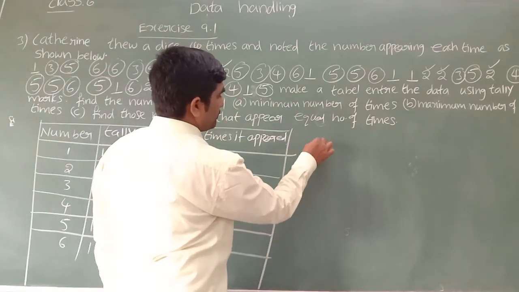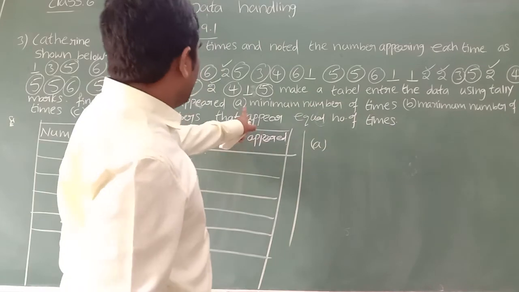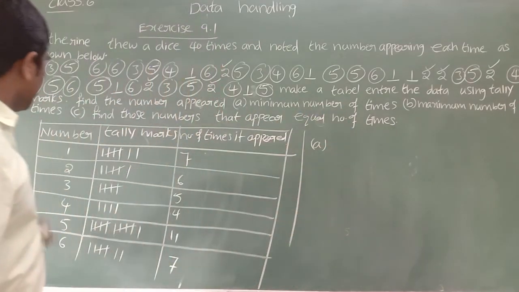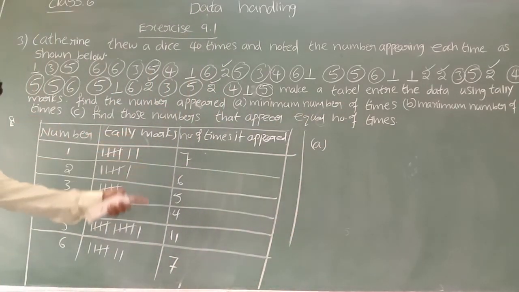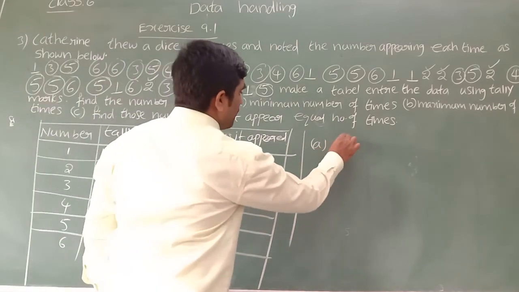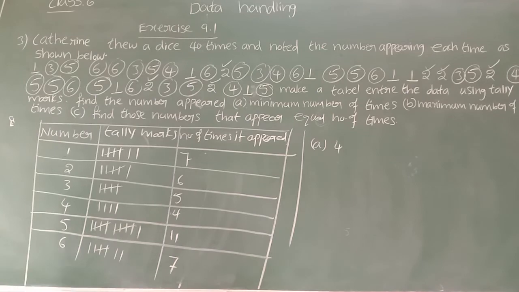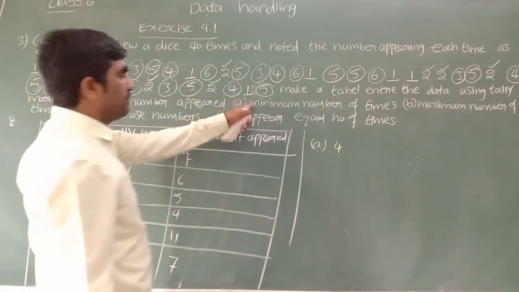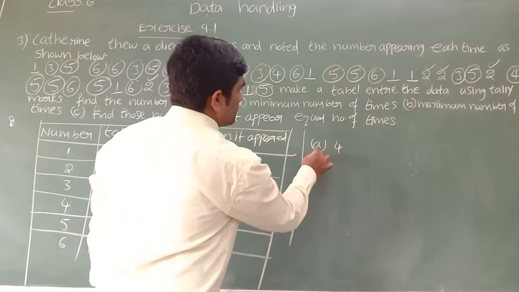First we will see A1. Minimum number of times. Now let's see which number is repeating the fewest times. Fewest times we have 4. Yes, 4 is the number which appeared the fewest times. Minimum number of times means fewest times.